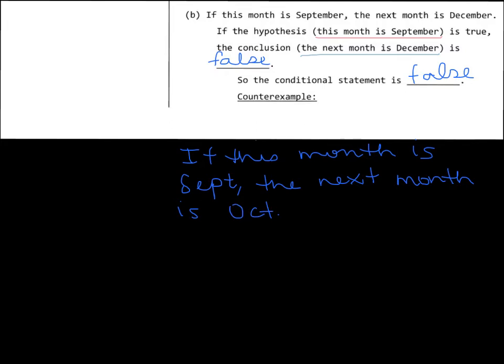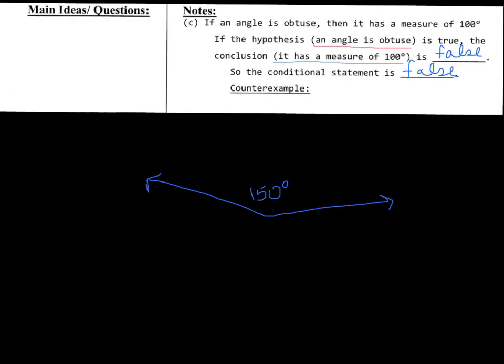Go ahead and pause the video and see if you can do example C. In this example, if an angle is obtuse, then it has a measure of 100 degrees. My hypothesis, which is P, an angle is obtuse, was true, so P was true, and the conclusion, which represents Q, has a measure of 100 degrees, is false. My conditional statement is false because I can have a counterexample. I can draw an angle that is obtuse whose measure is not 100 degrees. So I drew an angle, marked its measure as 150 degrees for my counterexample.